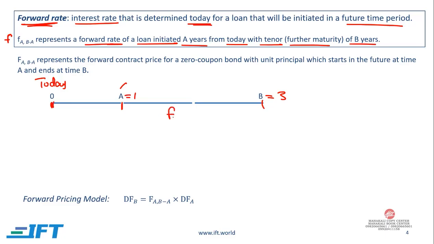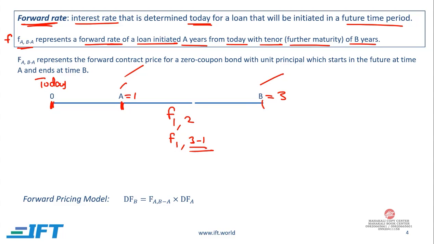So the way we will write this is f(1,2). Small f again means that this is a rate. 1 means that the loan will start 1 year from today. So today is time 0. The loan starts 1 year later. And this 2 means that it is a 2-year loan. And the way we have written this over here is f(1, 3 minus 1). So 3 minus 1 means 3 over here and minus 1 from here. But again, this is a 2-year loan.